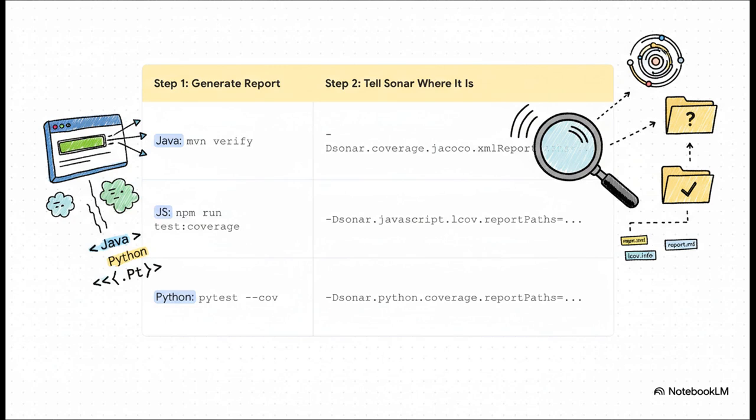All right, let's bring it all home. This is the ultimate cheat sheet. If you're going to screenshot one thing from this whole explainer, make it this one. For any of these languages, it really just boils down to 2 simple steps. Step 1, run the right command to generate your coverage report. Step 2, pass the correct property to the Sonar scanner so it knows where to look. That's it. It really is that simple.